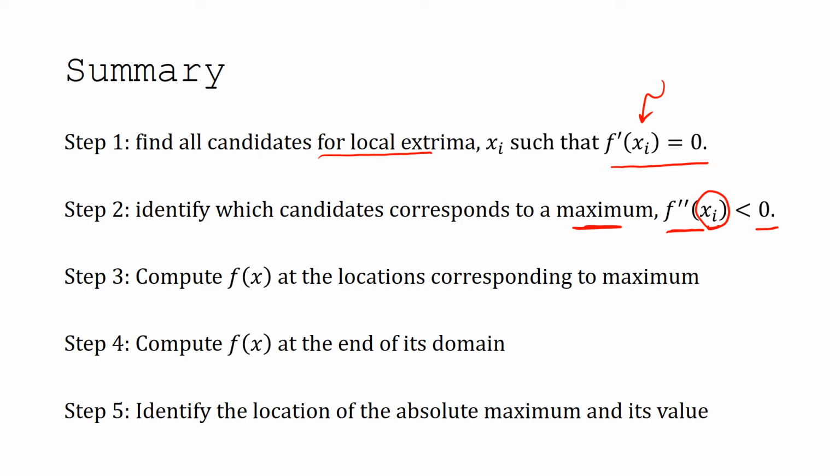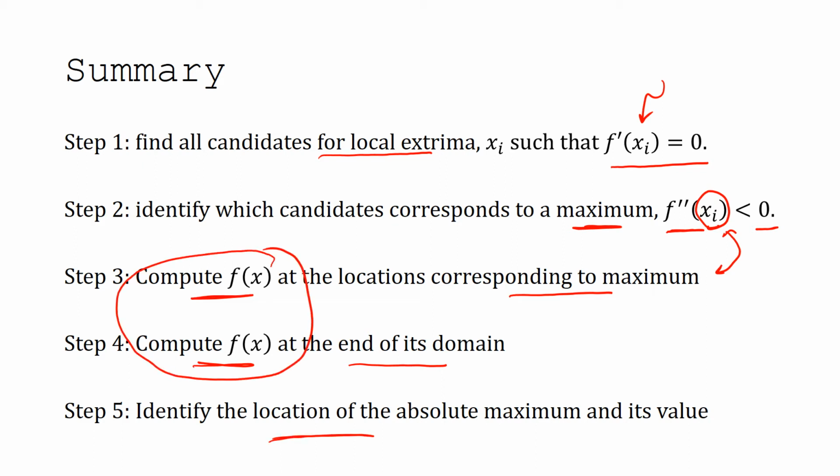Okay, I need to identify the location of the absolute maximum. So we are going to compute the function f of x at those locations that correspond to the maxima we obtained from step number 2. We also compute the function at the end of its domain, which is the upper and lower value of the input. Now we have the values of those functions. We look for the maximum value, and this gives us the maximum value and its location.